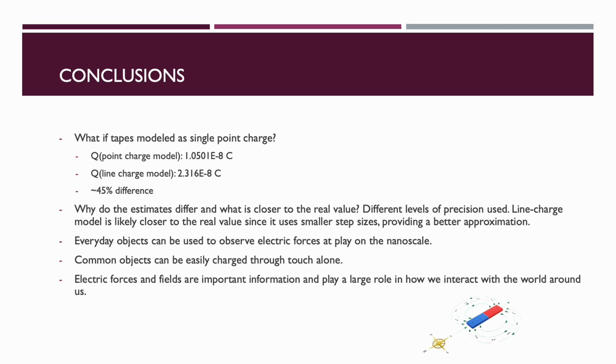So the point charge model gave us a charge of 1.0501 times 10 to the negative 8 coulombs, and the line charge model gave us 2.316 times 10 to the negative 8 coulombs. And after taking this ratio, you got a 45% difference. And so why do the estimates differ, and what is closer to the real value? The reason why the estimates differ is because there are different levels of precision used. The line charge model is likely closer to the real value since it uses smaller step sizes and provides a better approximation.